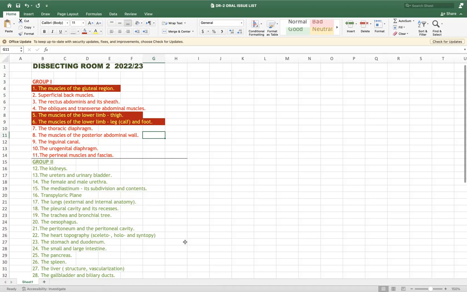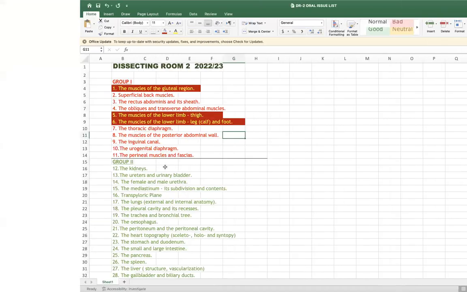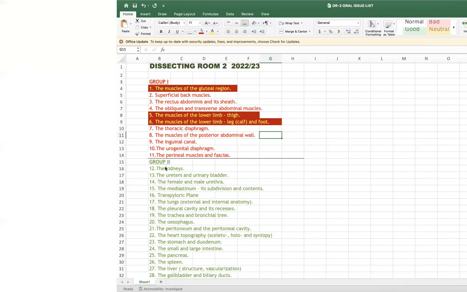Let's check the other ones. I want to check the anterior compartment of the leg. Here we have tibialis anterior, extensor digitorum longus, extensor hallucis longus, fibularis. Yes, this one is easy. So I want to start with the anterior compartment of the leg. So now we are doing muscles of the lower limb, leg and foot. Point number 6. This is the start of it.